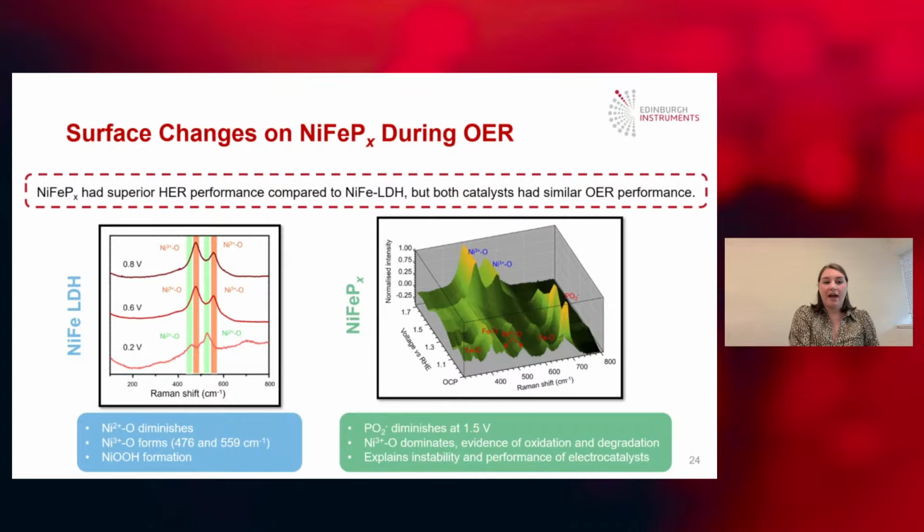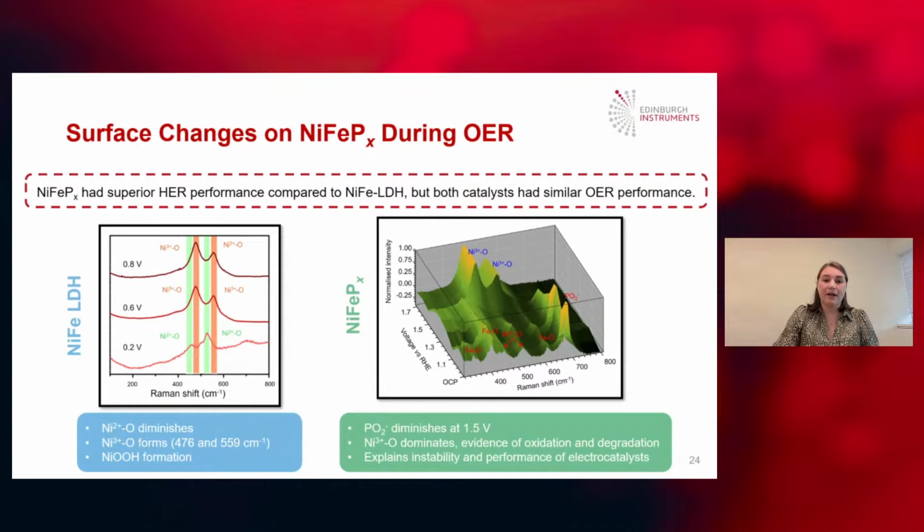What they saw was that Ni2+ diminished, so this is the orange bands here, and the Ni3+ became more intense, which is shown in green. This was evidence of oxidation of the catalyst, which might explain the performance of the oxygen evolution reaction.